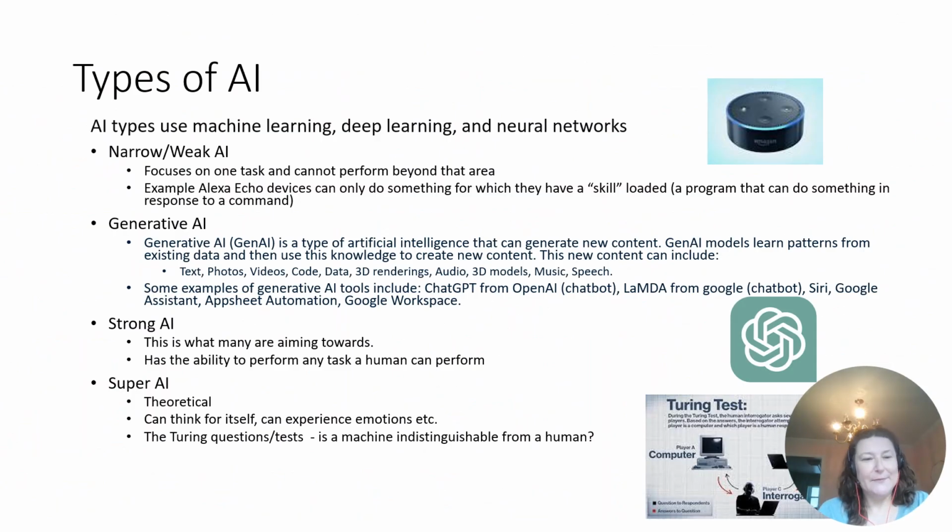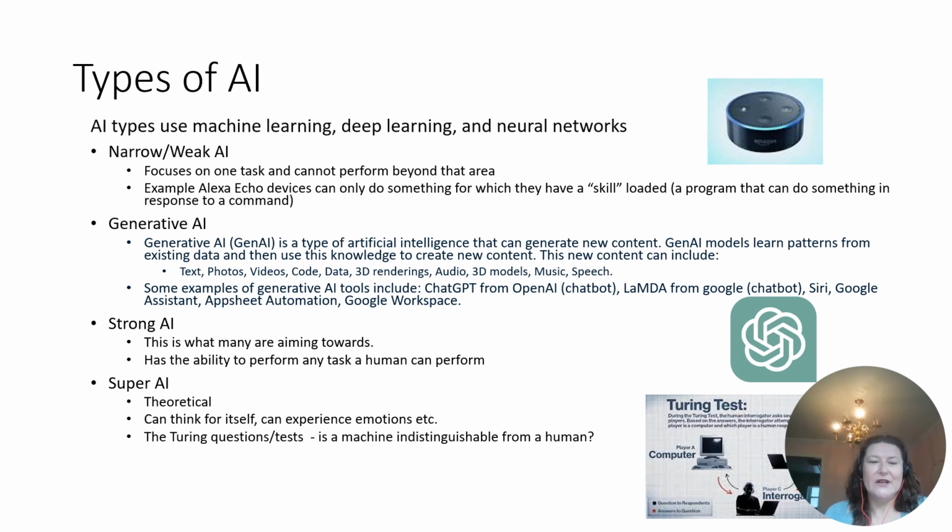So there are lots of types of AI. AI includes machine learning, deep learning, neural networks. The main classifications most people use are these four here. So narrow and weak AI focuses on one particular task but can perform it very well, but cannot do anything outside of that area. An example of that is things like Alexa Echo devices. They can only do something they have a skill loaded for. There's a program to respond to particular commands. And you can add skills, but that's all an Echo can do.